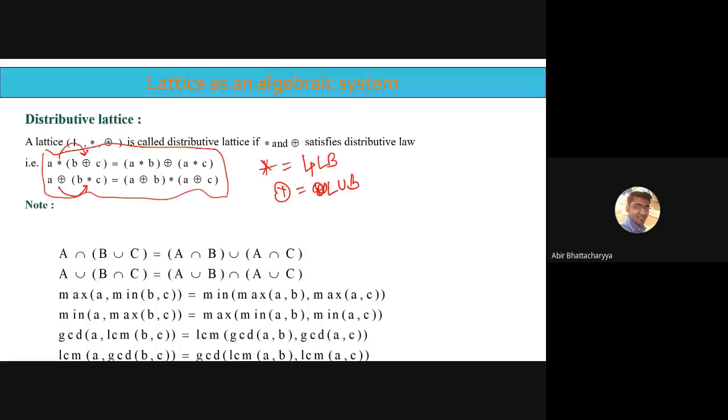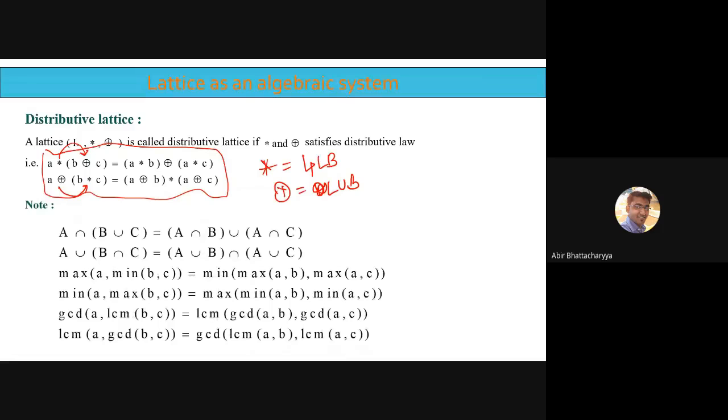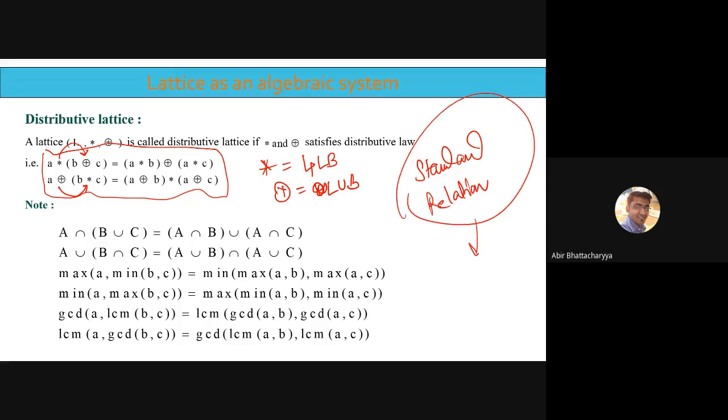There are specific notes you have to follow: the distributive properties are always true under three standard relations. Do you know what the three standard relations are? The first one is less than or equal to, the second one is D, and the third one is subset. These are the standard relations we are going to talk about, for a poset.